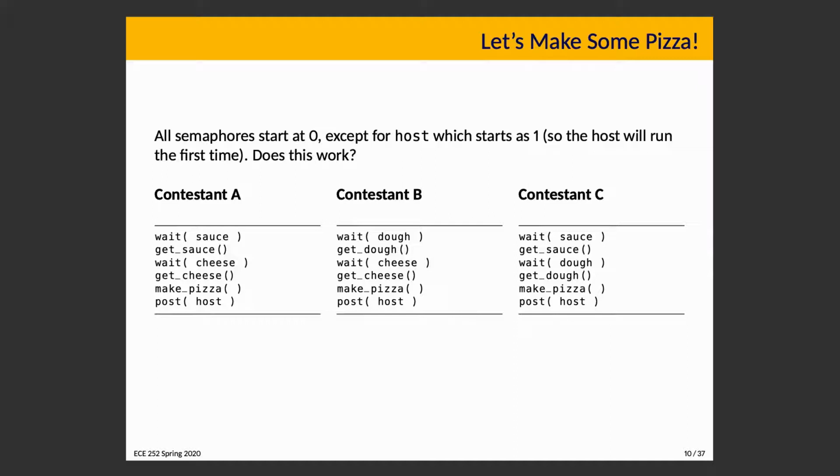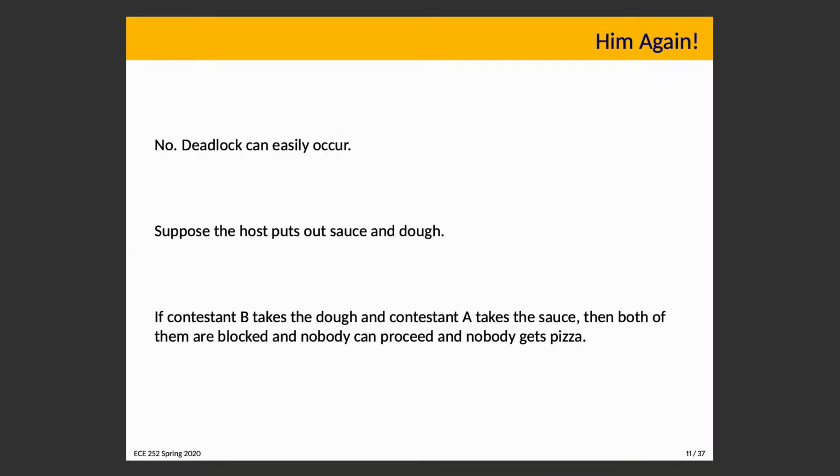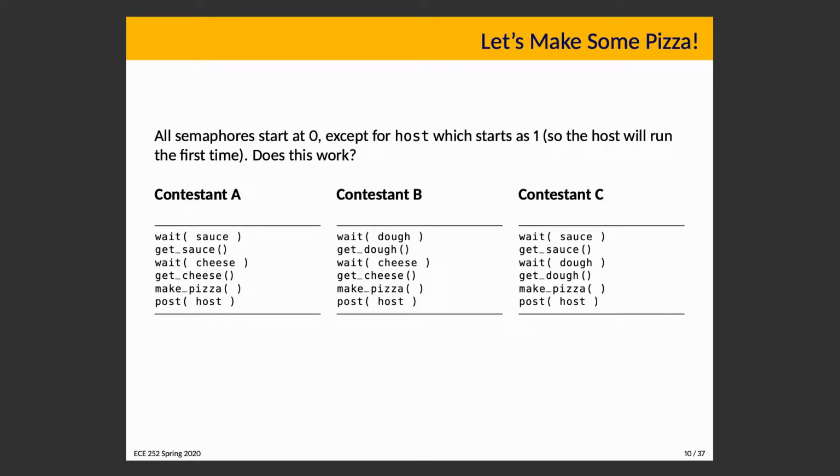Well, our conclusion should be that deadlock can easily occur in this scenario. Suppose the host puts out sauce and dough. If contestant B takes the dough and A takes the sauce, both of them are blocked and nobody gets pizza. So sauce and dough are put out, contestant B takes the dough and waits for cheese, and sauce gets taken by contestant A. And then everybody is stuck. Contestant C is still waiting because when the host posted on sauce, it could have woken up either A or C. It turns out it was A, and that didn't turn out great.